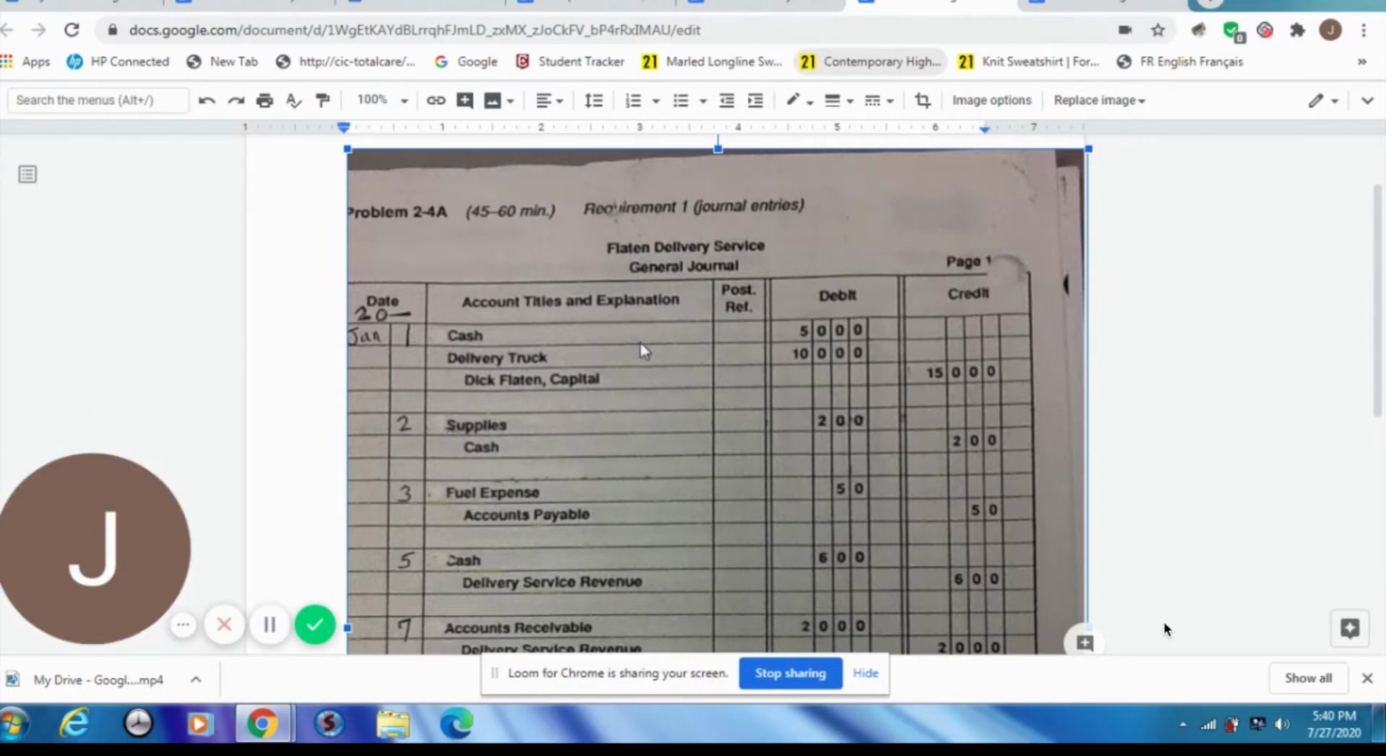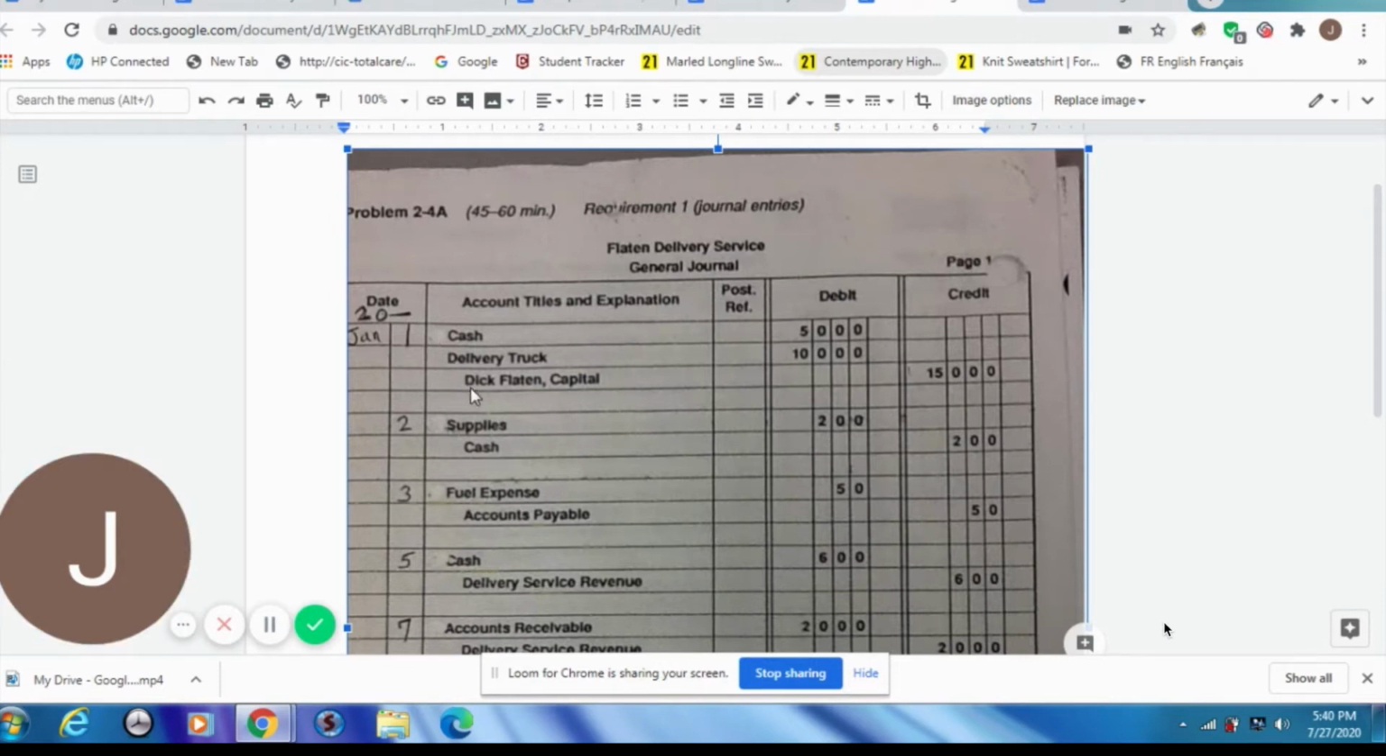So we're going to debit cash, 5,000, and we're going to debit delivery truck, 10,000, and we're going to credit D. Flatten capital for 15,000. Okay, now when you do the entry, you want to have your debits right against the left margin. They're pushed over a little bit here, but really these should be back against the margin here. All right, so debits against the margin, and then credits are indented a little bit.